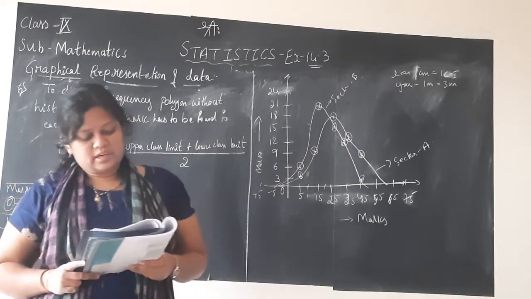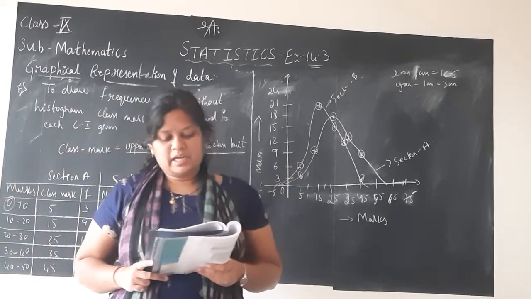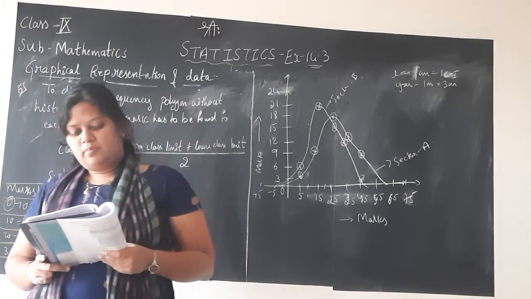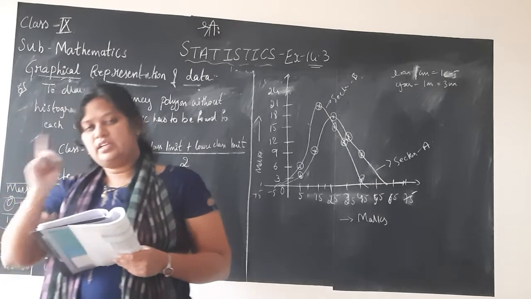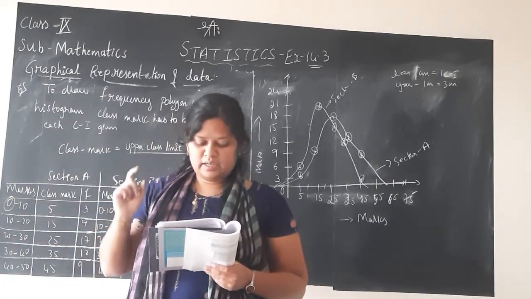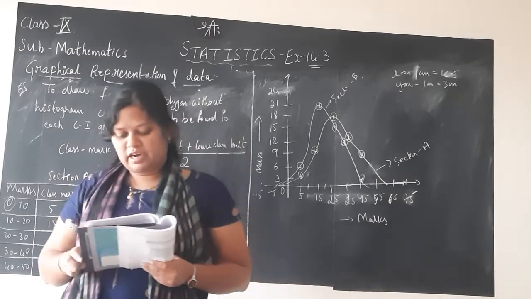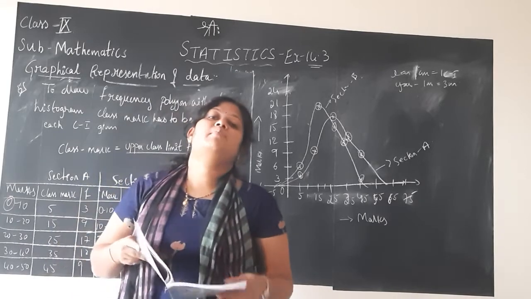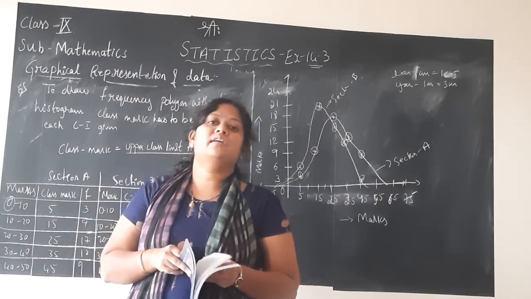Next, 7th question: the runs scored by two teams A and B on the first 60 balls in a cricket match are given below. Number of balls: 1 to 6, 7 to 12 and so on. It is not continuous, keep in mind. Team A, team B there. Represent the data of both the teams on the same graph by frequency polygons. Again they have given the hint: make the data continuous first.